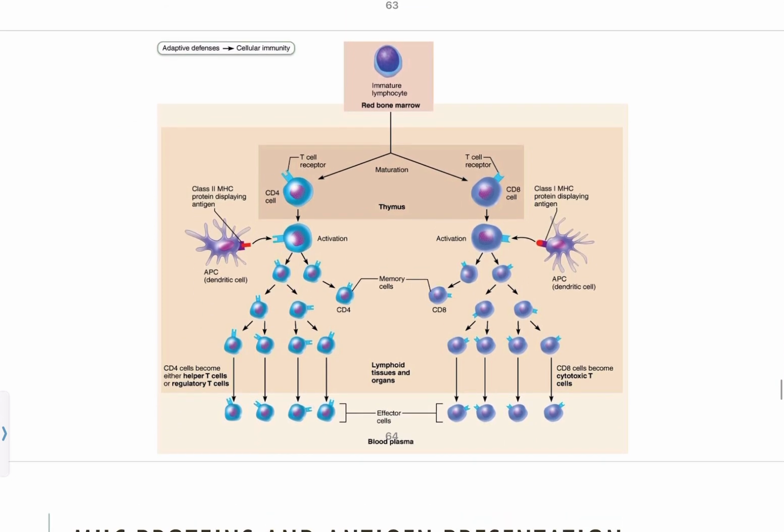So this is just kind of showing you how we get our B and our T lymphocytes. We can also see what they develop into. So our CD4 cells will become helper T cells, regulatory T cells, as well as memory cells. With our CD8 cells, these will become cytotoxic T cells, and we will also form some memory CD8 cells as well.